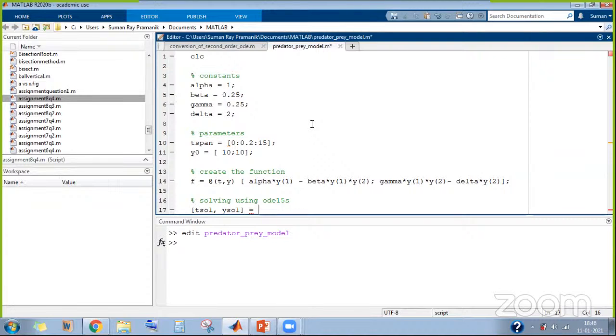You have to fix it. Like you have to make it a 2 cross 1 matrix for the y. Okay. So now moving on.